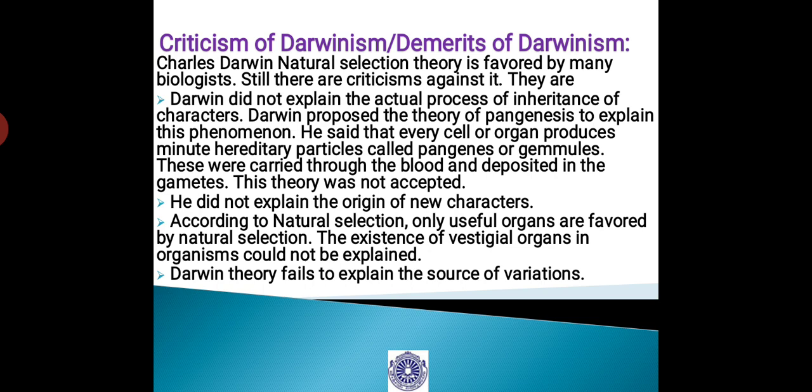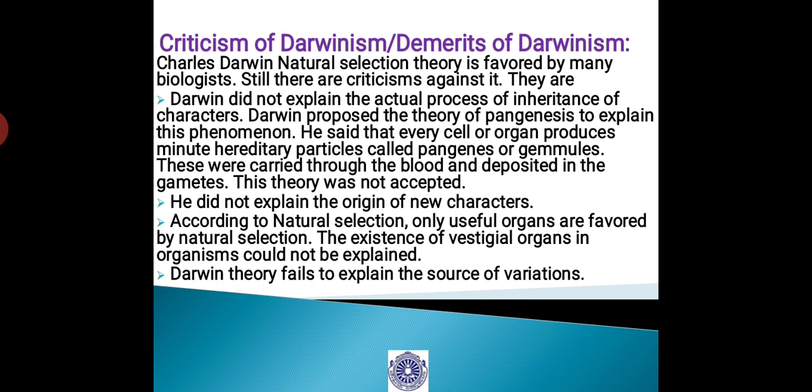So this is how the inheritance pattern was explained, but there is no proof for the existence of such pangenes, so this theory was not accepted. So this is one major big lacuna that is present in Darwinism. And he did not explain the origin of new characters. That means Darwin never explained how new characters appear, but he just said that new characters will appear, but there is no substantial evidence for that.